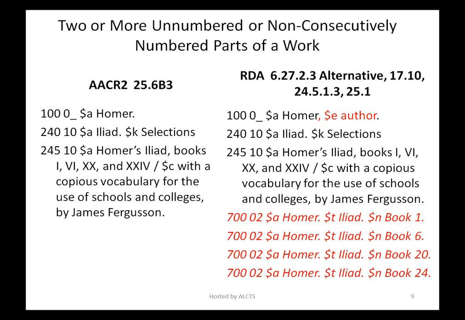So we would represent this expression by using the name for the work, Iliad, and adding selections to it. The LC practice during the RDA test for this alternative was to apply this alternative and to use what we would call in AACR2 the uniform title, Iliad selections. And then you could, if you wanted, add analytical access points for each of the books, but that would not be required by RDA if you took this alternative.